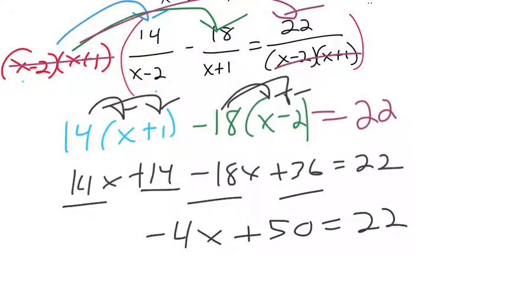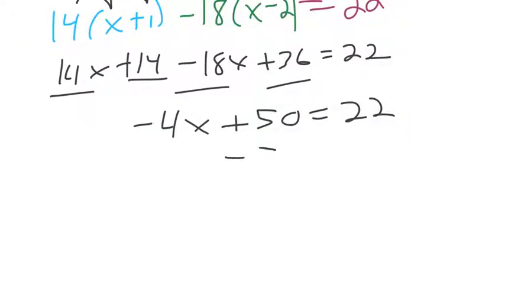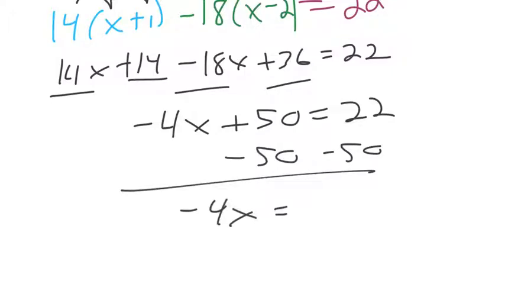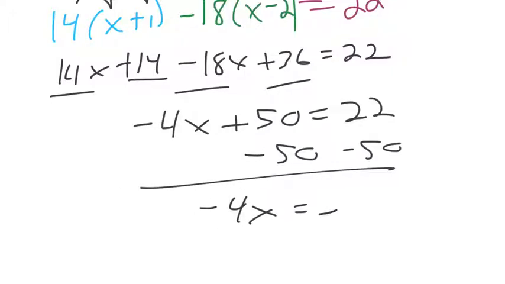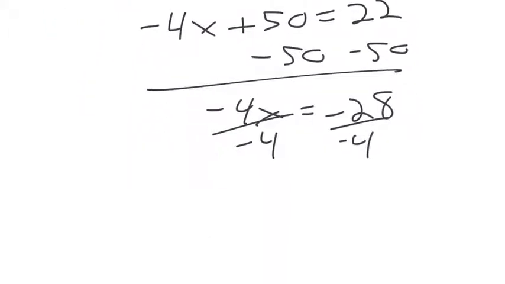This equals 22. We're going to undo the 50 by subtracting 50 from both sides. So we get negative 4x is negative 28. So you divide both sides by negative 4. You get x is 7.